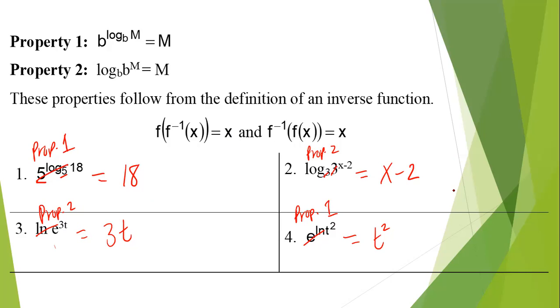All right, how do we feel? Doable? Okay, so that's property 1 and property 2.